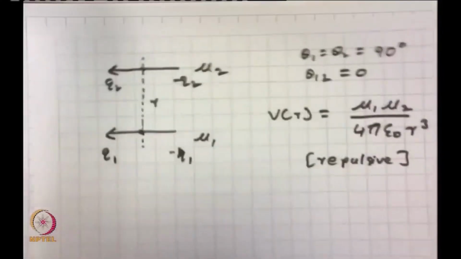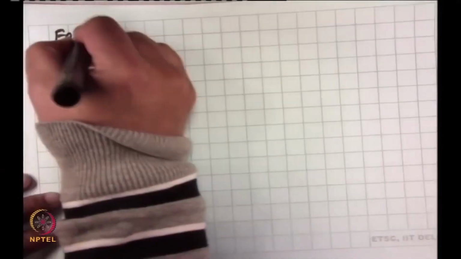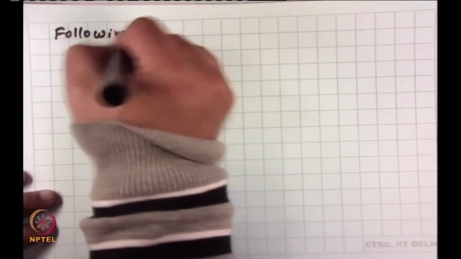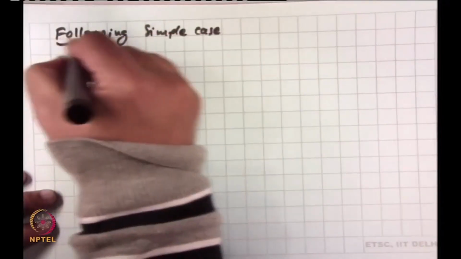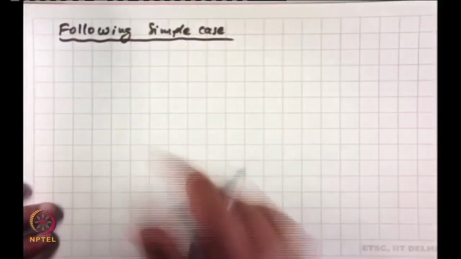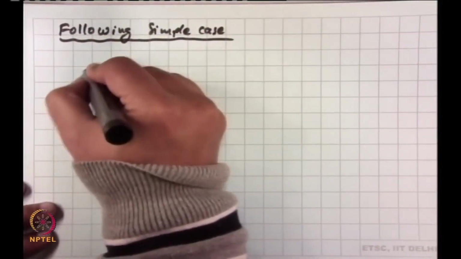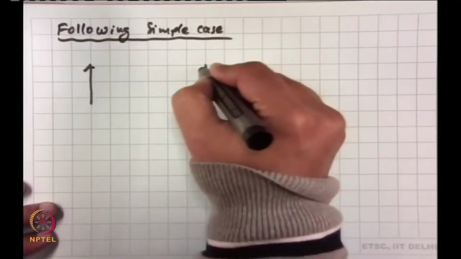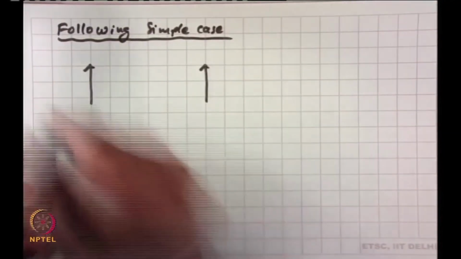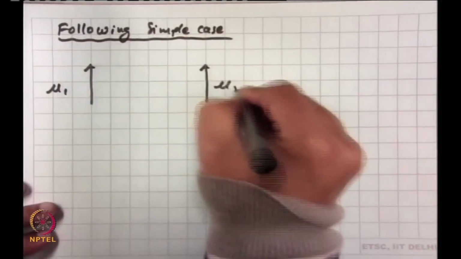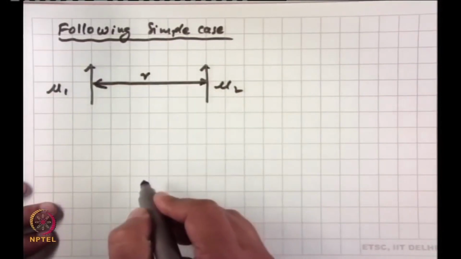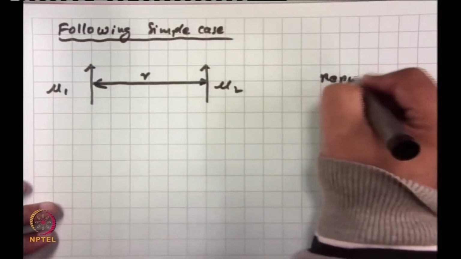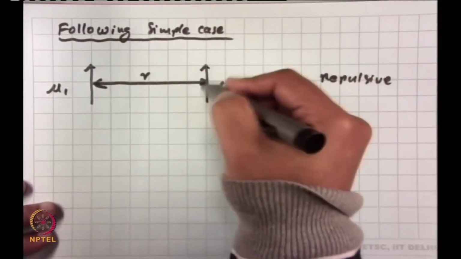So based on this I can have the following simple cases. What are the cases? I can have two dipole moments aligned like this, what we just saw. So this is mu1, this is mu2, and this is again R. So this we saw is what? Repulsive, right? You can see both are pointing in the same direction.